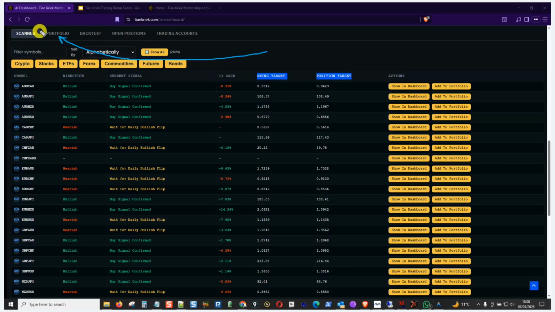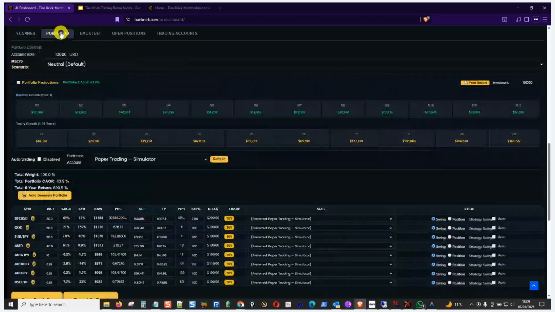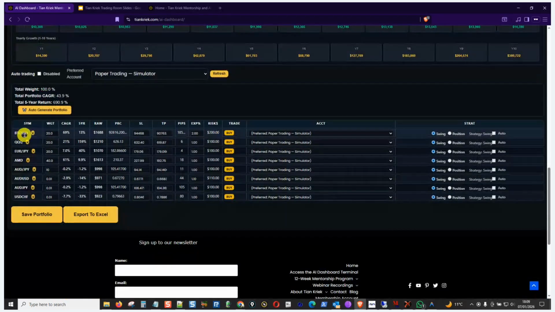So in addition to having all the scanner tabs here, you have the scanner, you have the portfolio, you have the back testing tab, your open positions, and trading accounts. All right. So the moment that you add something to the portfolio, it will end up in the portfolio, but you need to go and open up the portfolio tab to see the symbols that you've added to the portfolio. So if I click on portfolio, then here are my symbols. Okay. And you can see that I have currently added quite a few to my portfolio already.